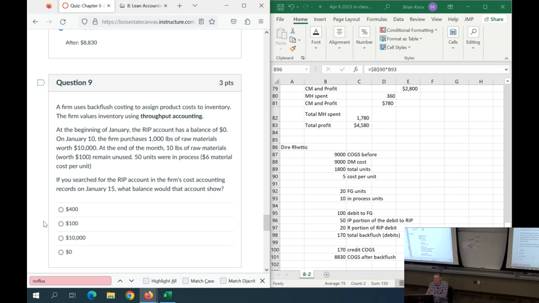If it says a date after January 31st, so February 1st, 2nd, 3rd, wherever, then we would have to figure out the amount debited to the RIP account when we backflush. 50 units in process times $6 per unit gives us $300 being debited for the IP portion of the RIP entry, plus $100 here would give us $700. I would say the RIP account after January 31st would be $700. That makes sense to me.